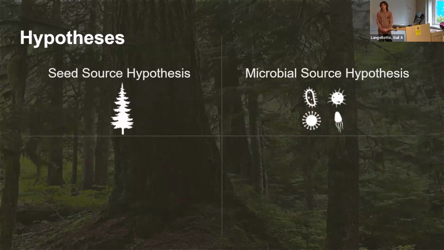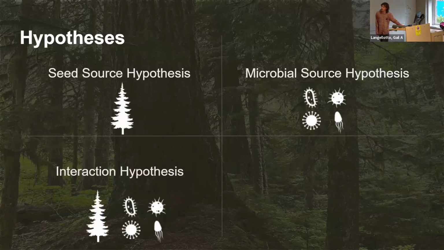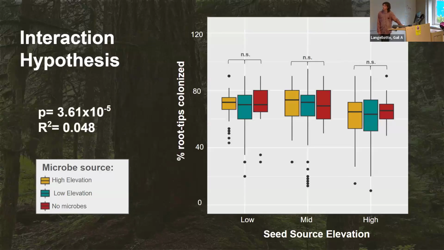However, for this project, we really didn't find that there was any support for our hypothesis, and we saw that after a year there wasn't a difference in the microbial sources. Now looking at the interaction hypothesis, we see that there is a very significant p-value and honestly a relatively high R-squared value for this data set.